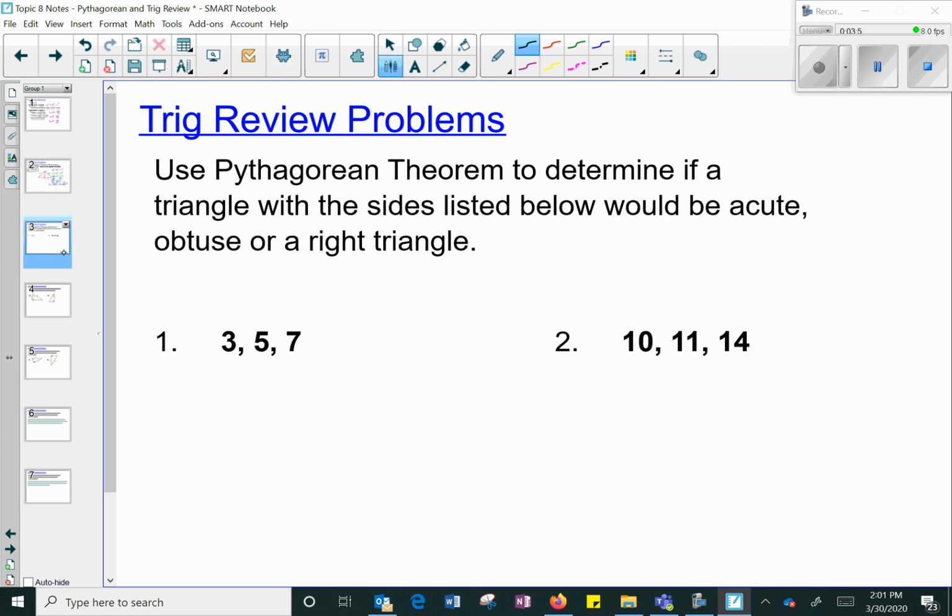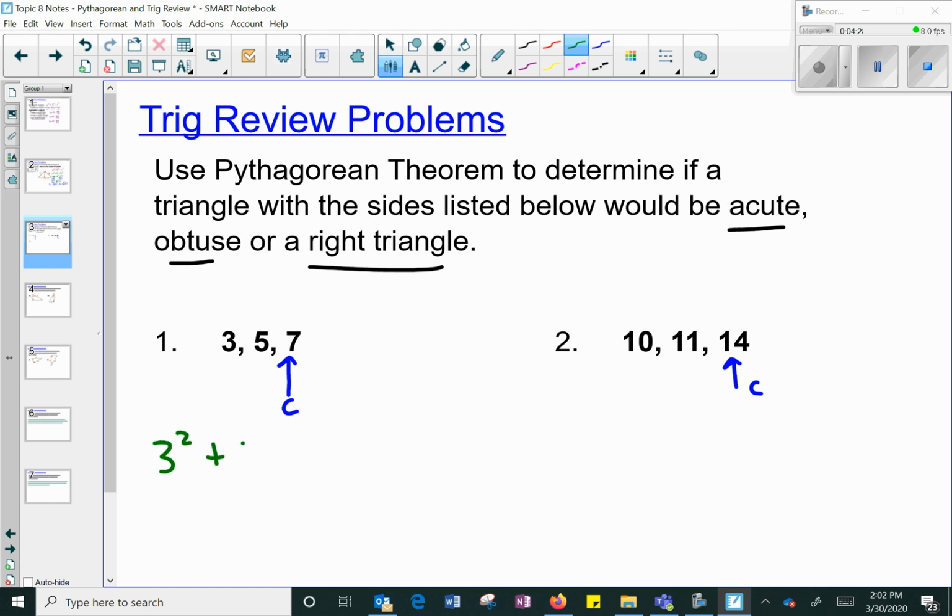If we look here, we can also use the Pythagorean theorem to determine if a triangle has side lengths that characterize an acute triangle, an obtuse triangle, or a right triangle. So we're going to use the Pythagorean theorem to classify those triangles. The first thing is still to identify your largest value. So in this one, our 7 is our largest value. That has to be our c value. For number 2, 14 is our largest value. That's also going to be our c value. We go ahead and substitute our values into the Pythagorean theorem.